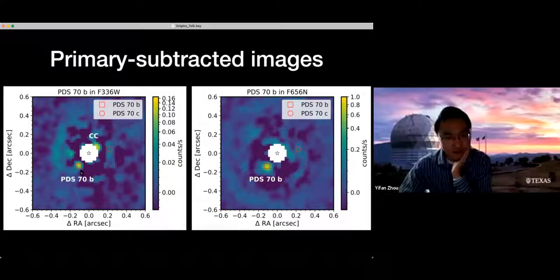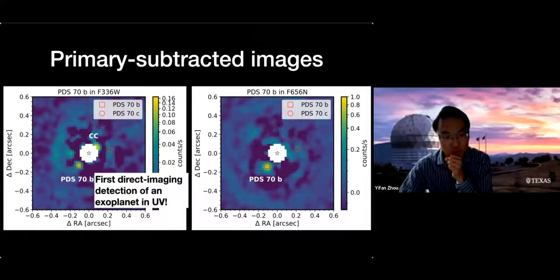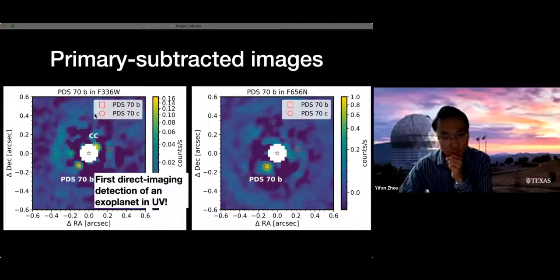They appeared at the same position in the two images, in the UV image and in the H-alpha image. So the position of this point source matches exactly the position we expect from PDS 70b, the planet. And both of the point sources are more than 5 sigma above the background. So because of this line of evidence, we are very confident that this source corresponds to the emission from the planet. So this marked the first direct detection of an exoplanet in UV.